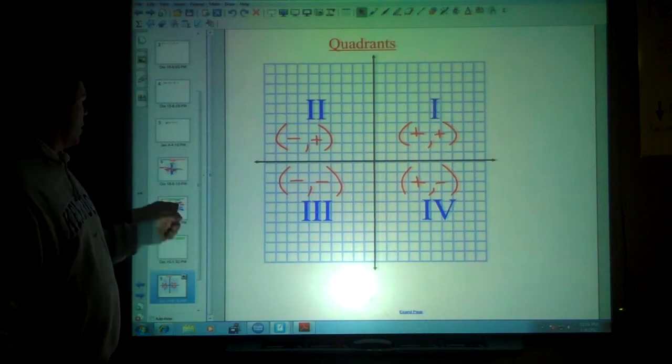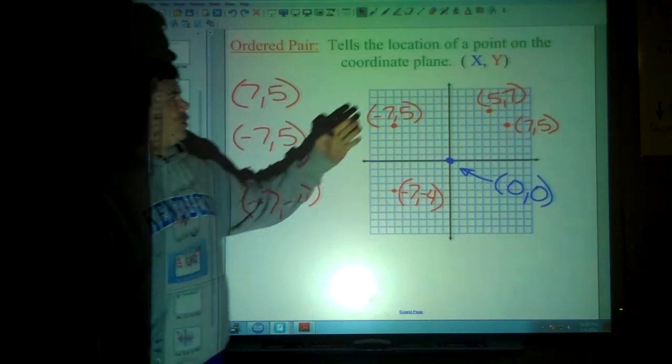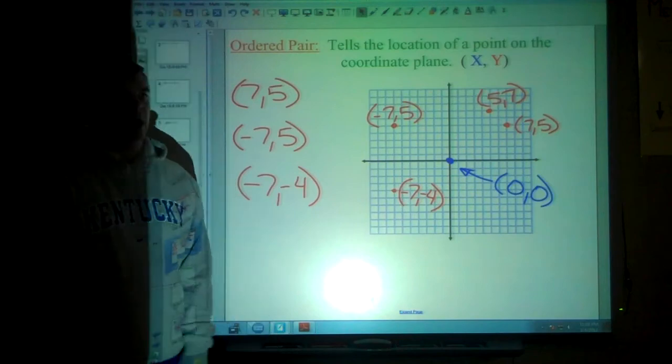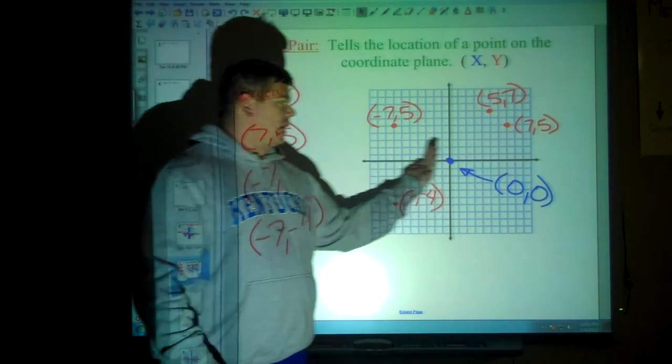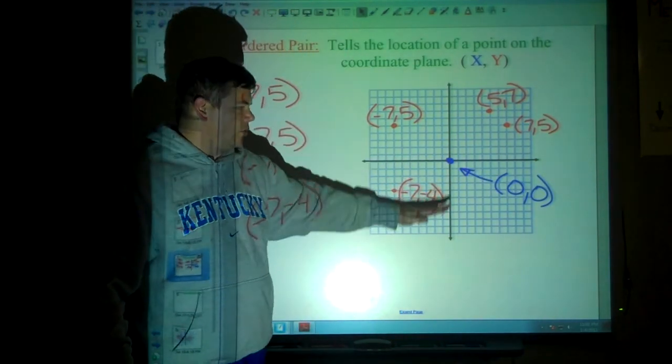Alright? Just want to make sure I reiterate real quick that the ordered pair is always x followed by y. Positive x's are to the right, negative x's are left, positive y's are up, negative y's are down.